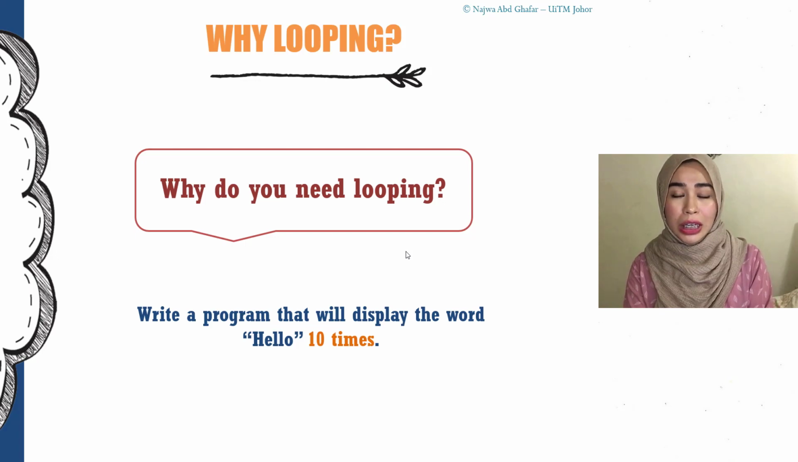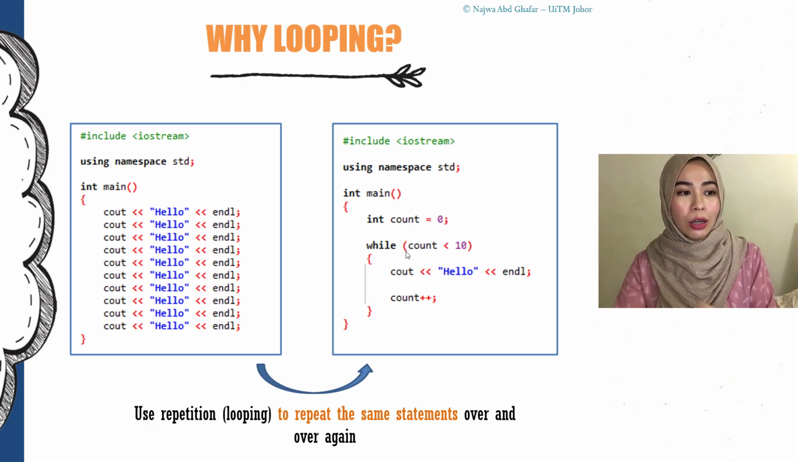Now, why do we need looping? Let's take a simple example. It says here, write a program that will display the word hello 10 times. If you take a look at this program right here, on the left side is the program with no repetition. If I want to display the word hello 10 times, then I will copy and paste the same statement over and over again up to 10 times.